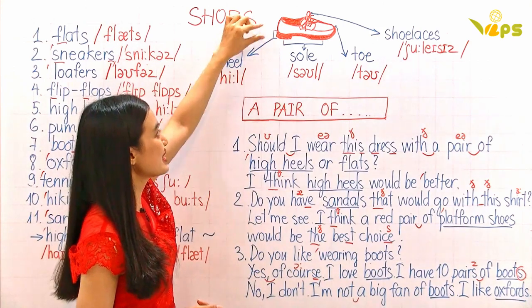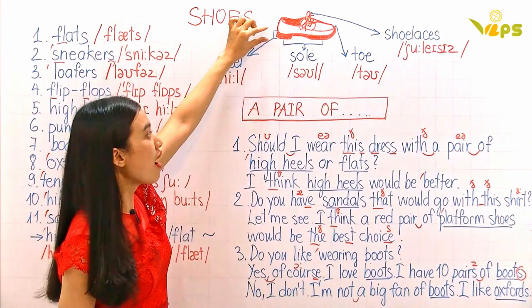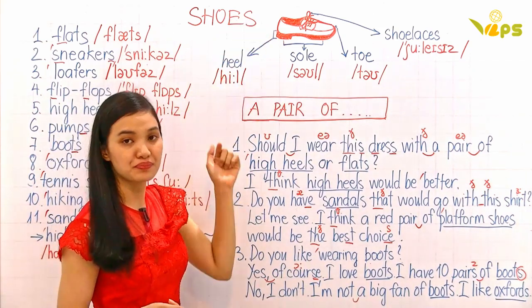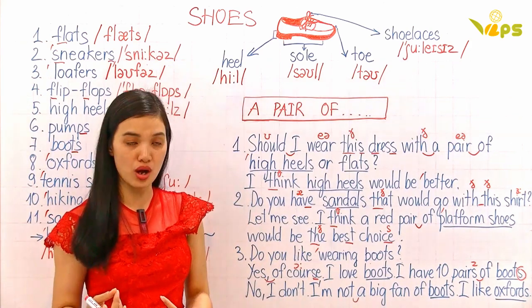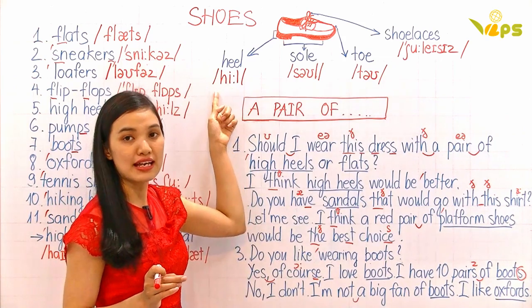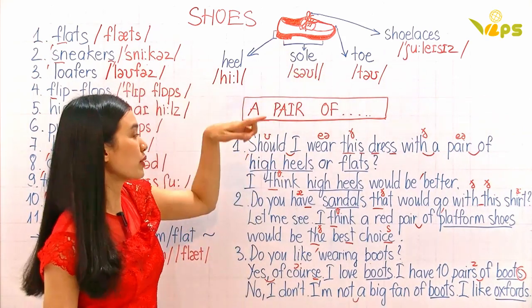Now, look at this heel. This is the heel. The heel may be high, may be short, may be flat, okay? So we say heel. Don't say "heel" with a short vowel, okay? That is not heel. This is long e, heel. This one is under your foot, okay?